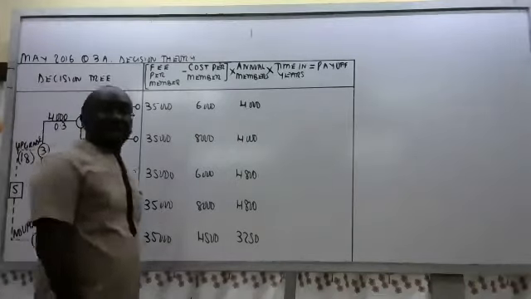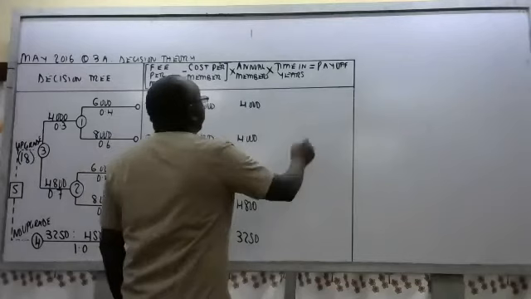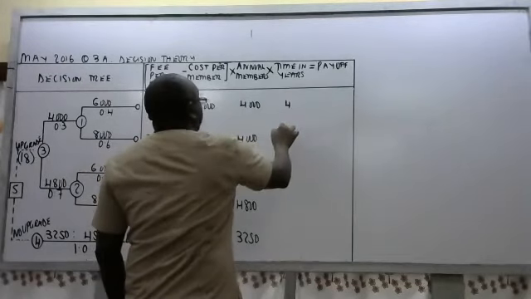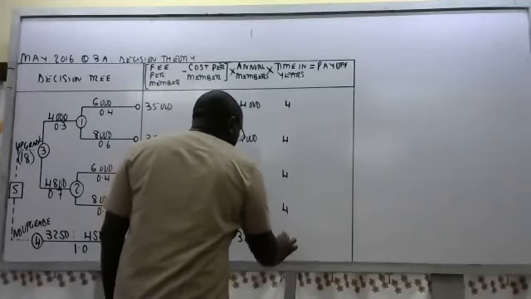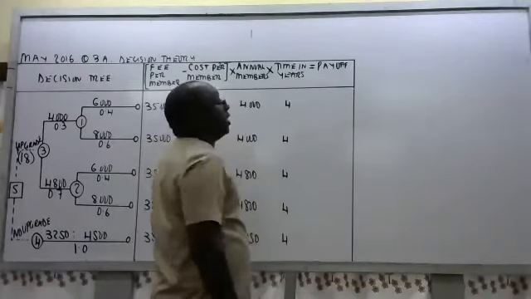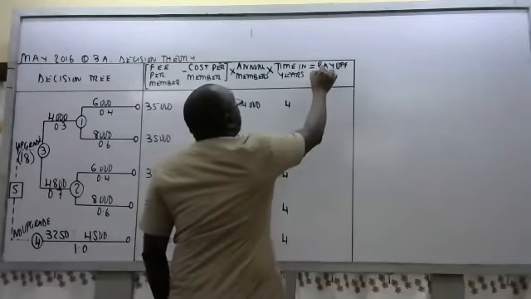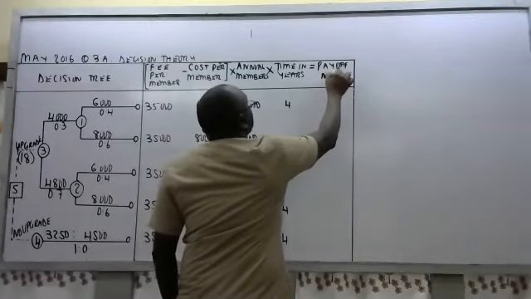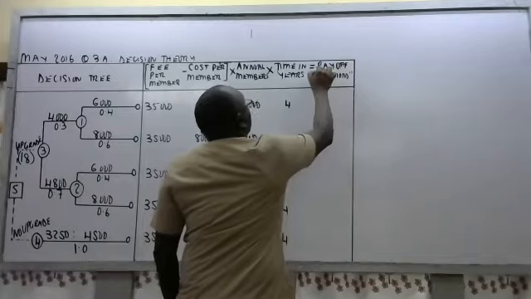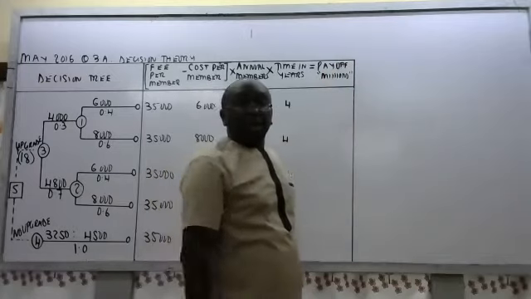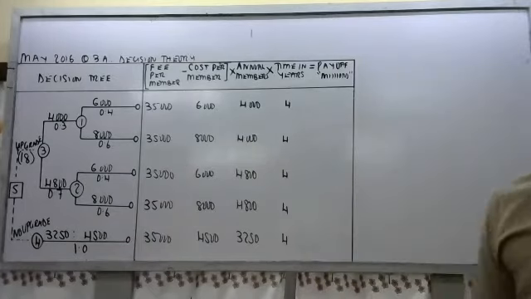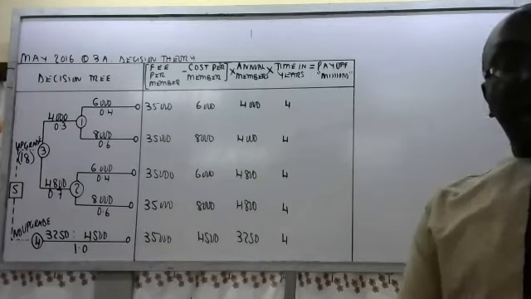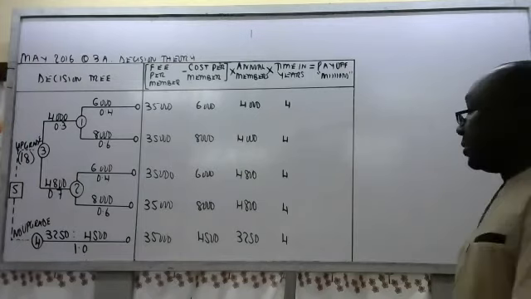And then the time in years, this project is taking 4 years. So write 4, 4, 4, 4. I want you to work out and give me payoffs in millions. The first one. Work out and send me the figures.